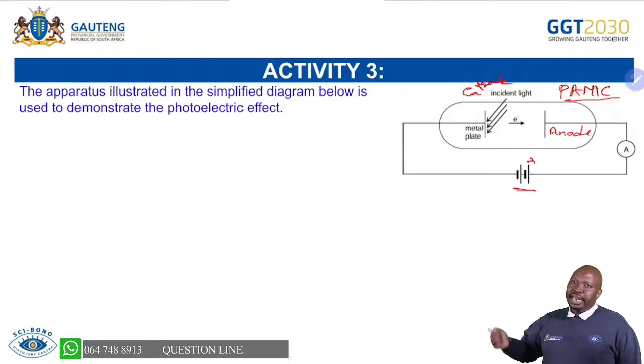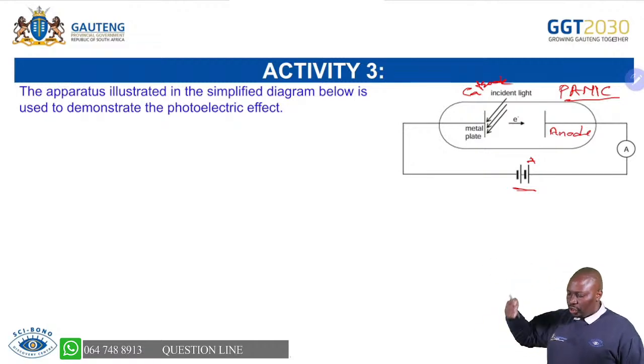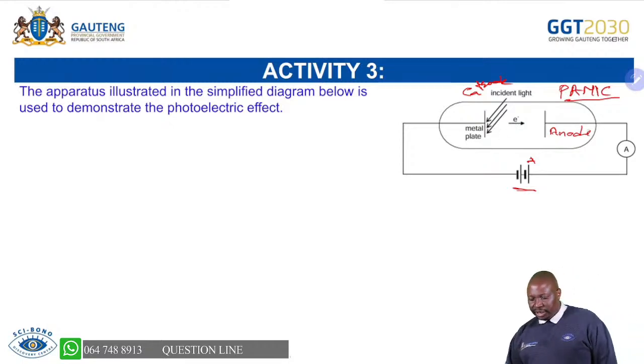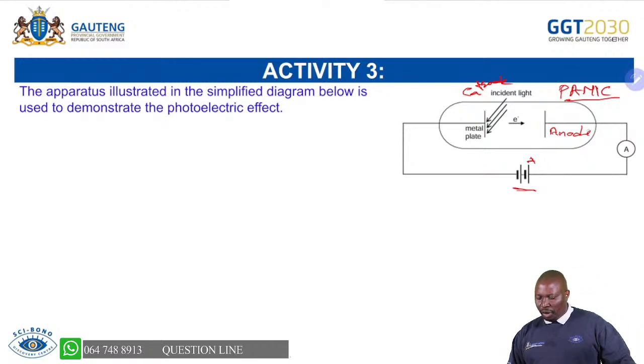We shine the light, or we expose the metal on the cathode to the light. Then you will see that when incident light is shone onto the metal surface, electrons are removed. You can see them moving from cathode to anode. So that is the experiment. You have to understand this experiment for you to understand this type of question.